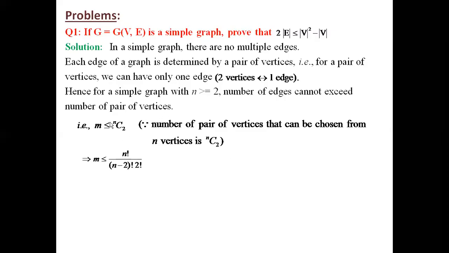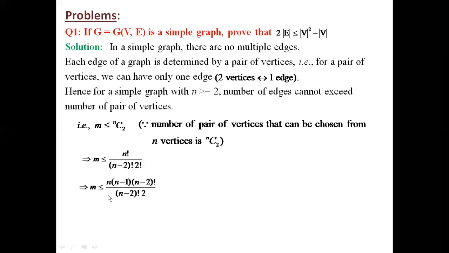Now we will expand nC2 with the formula for nCr combinations. So n factorial divided by (n minus r) factorial into r factorial. Here the r value is 2. So m is less than or equal to n factorial divided by (n minus 2) factorial into 2 factorial.